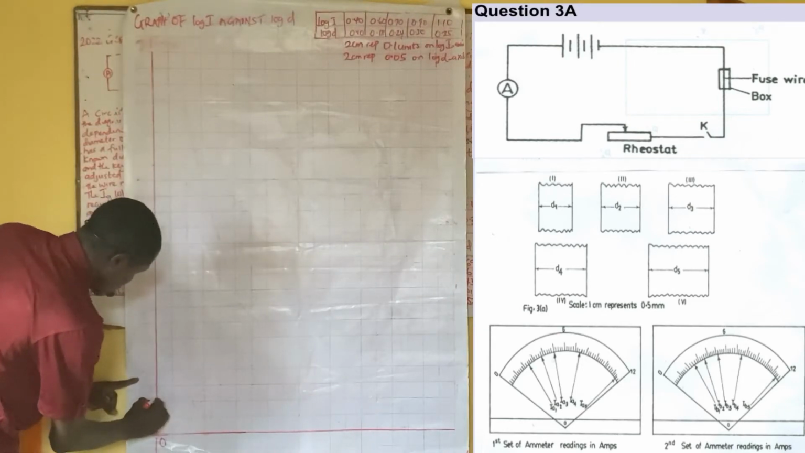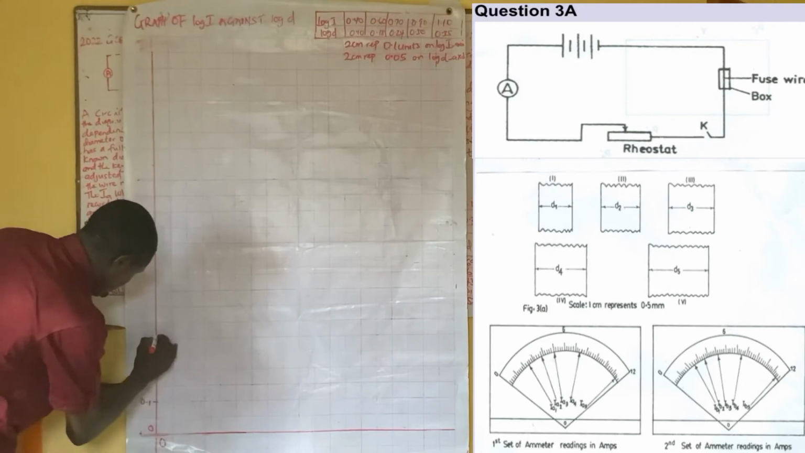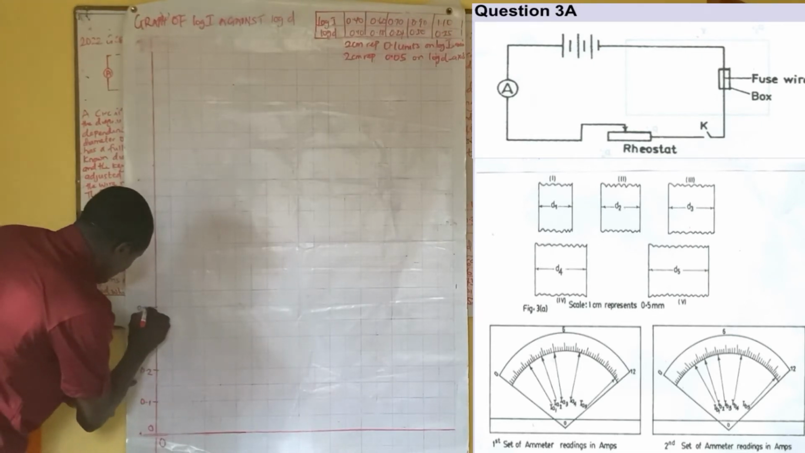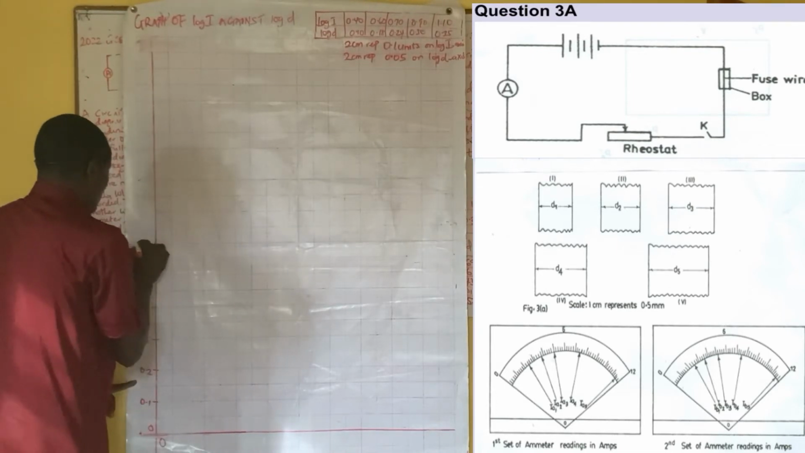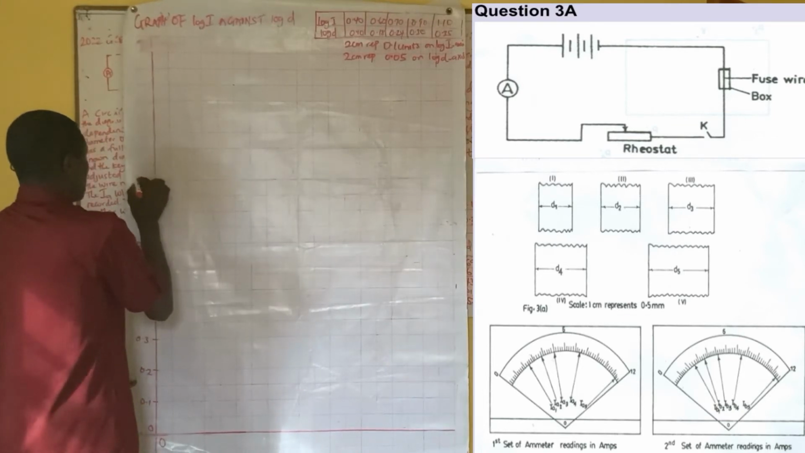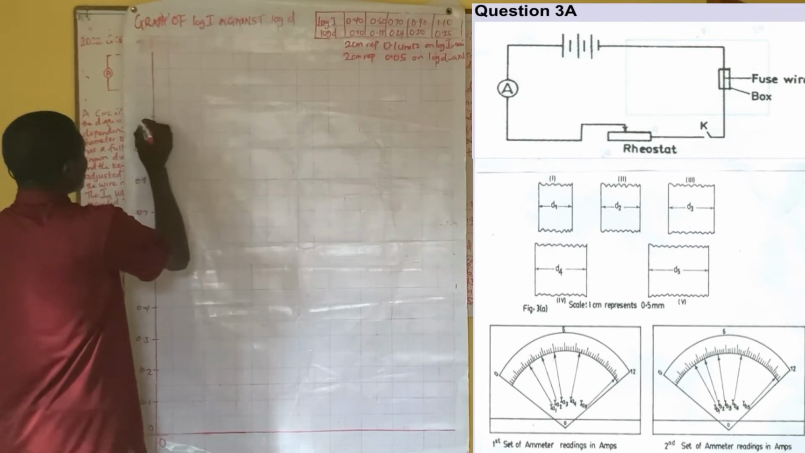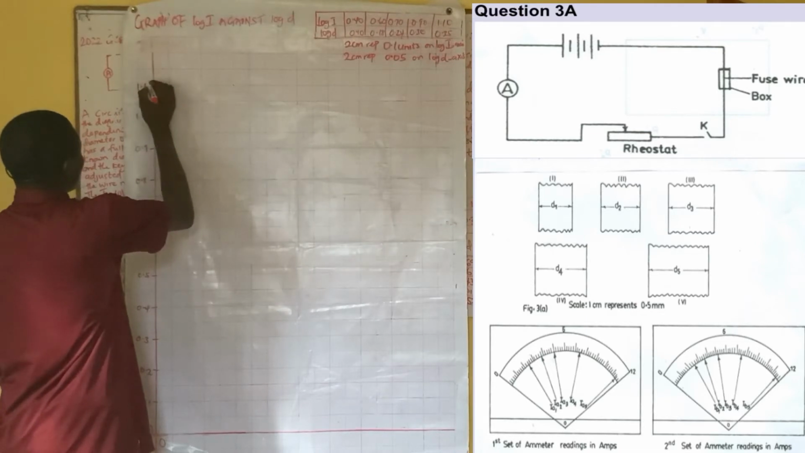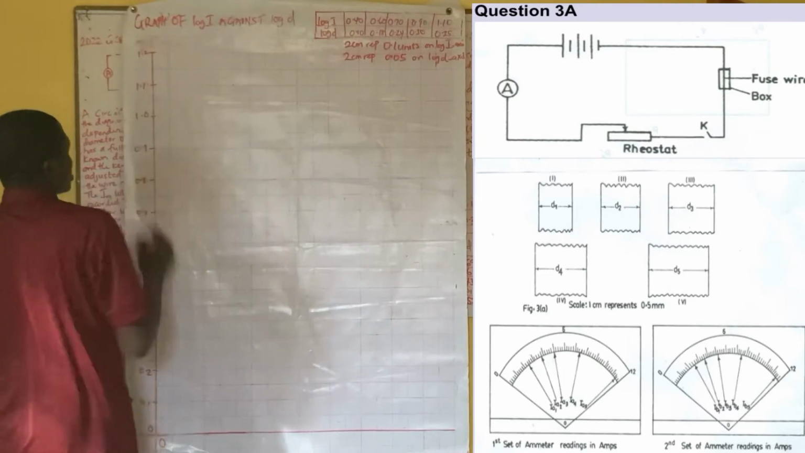This one, don't forget, we use 0.1 here, 0.1, 0.2, 0.3, 0.4, 0.5, 0.6, 0.7, 0.8, 0.9, 1.0, 1.1, and this is 1.2, which we didn't get to. Just let us leave it like that.